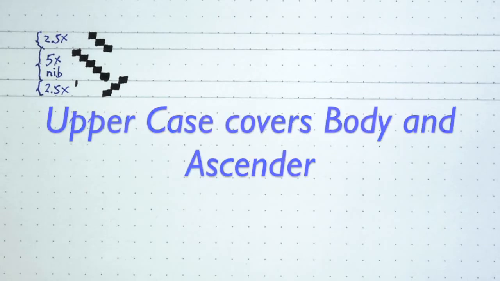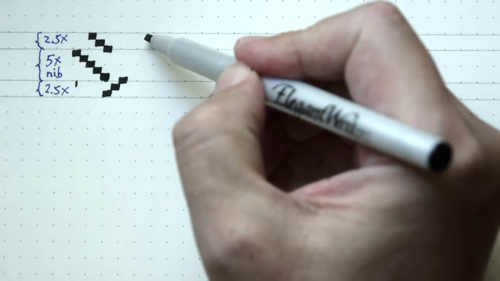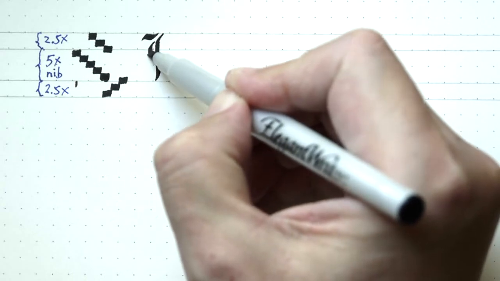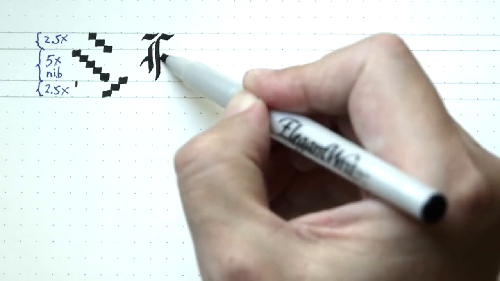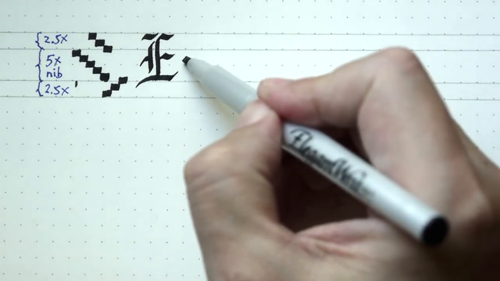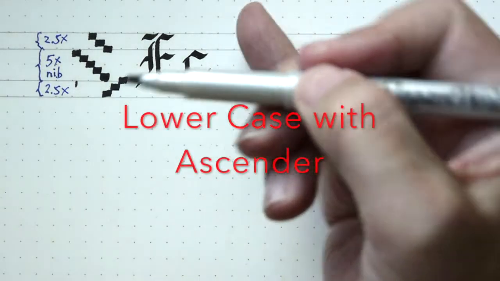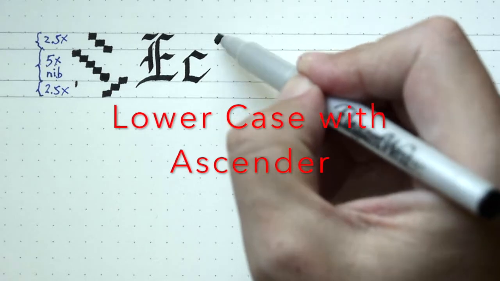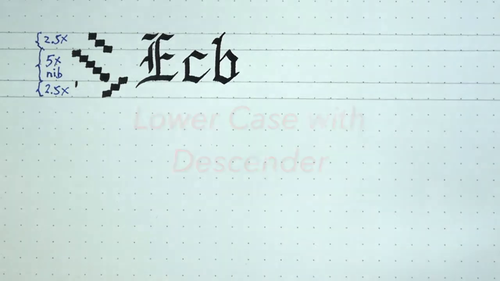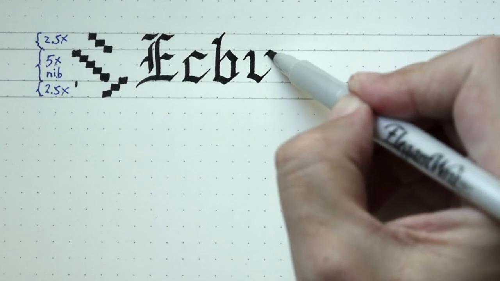Now I'll demonstrate by writing some Gothic letters. The uppercase letter encompasses the body and the ascender. Here I'm writing the uppercase letter E. The lowercase letter C is just the height of the body. A lowercase letter like B includes the ascender. A lowercase letter like Y includes the body and the descender.